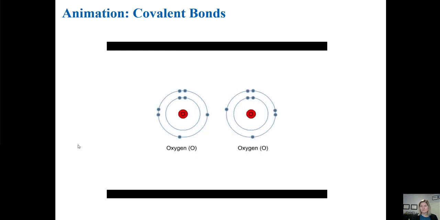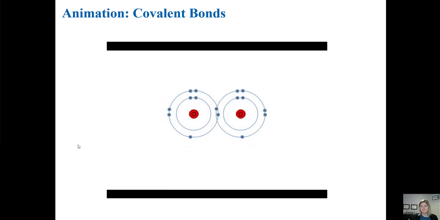An oxygen atom needs two electrons to complete its outer shell. Two oxygen atoms can share two pairs of electrons. A molecule of oxygen gas is held together by a double covalent bond, two shared pairs of electrons.